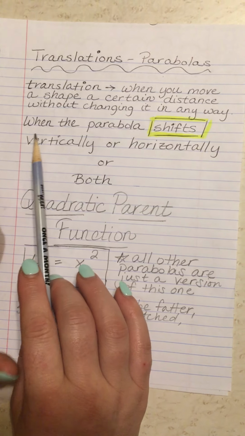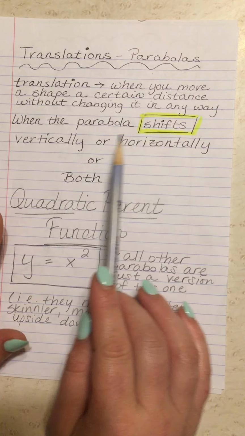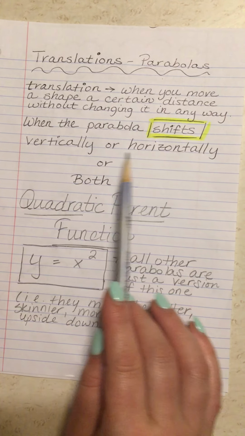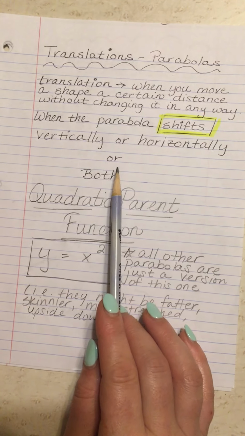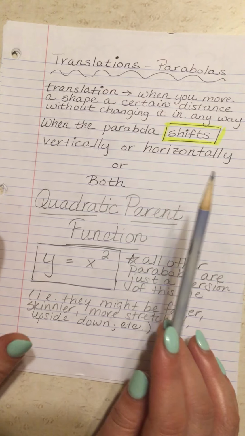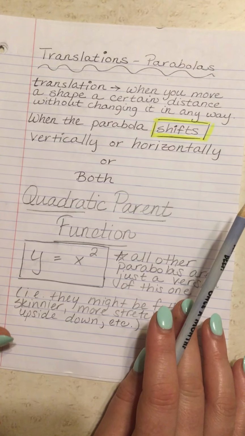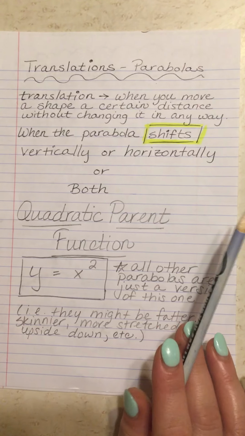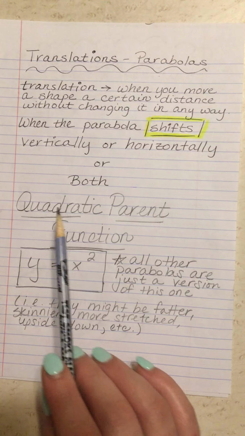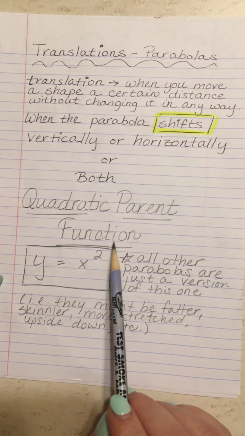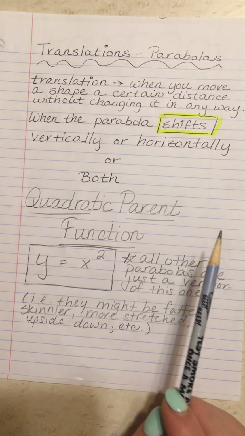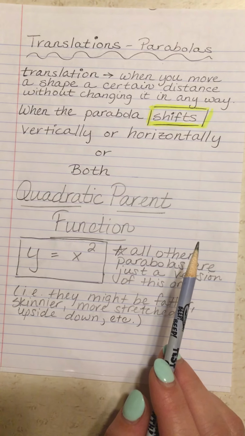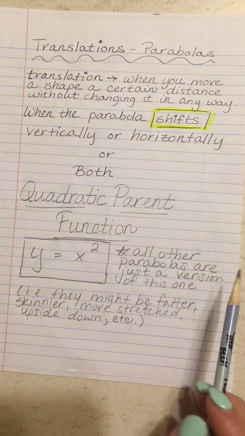So again, when the parabola shifts, it means it's going to move vertically, meaning up or down, or horizontally, across, left or right, or it's going to move both. Let's talk about that for a minute, because in order for us to understand how to shift or translate our parabola, we need to understand what a quadratic parent function is. A parent function, just think about it like this. Whenever you have a parent, the children are going to take a form of that parent.